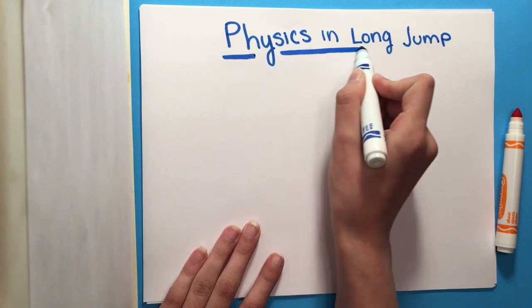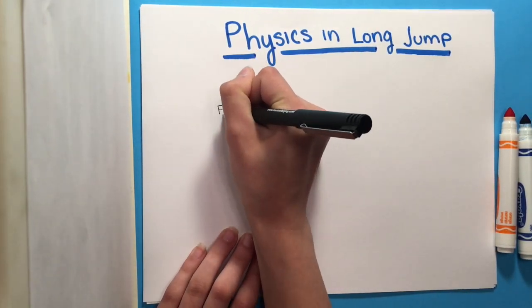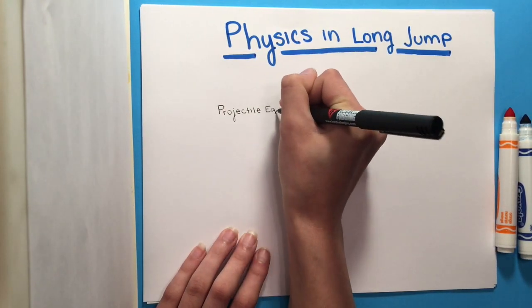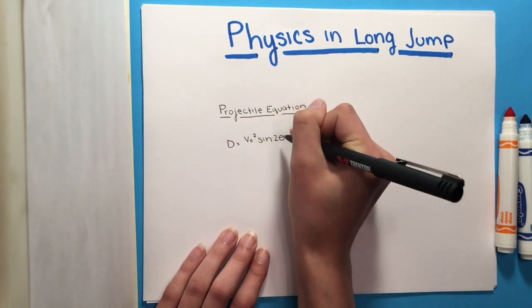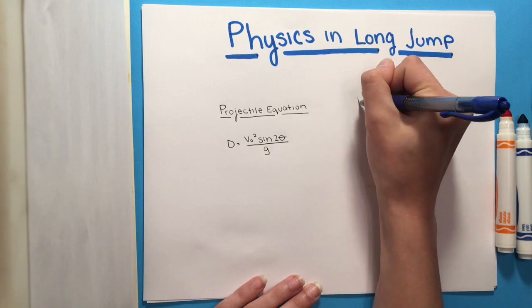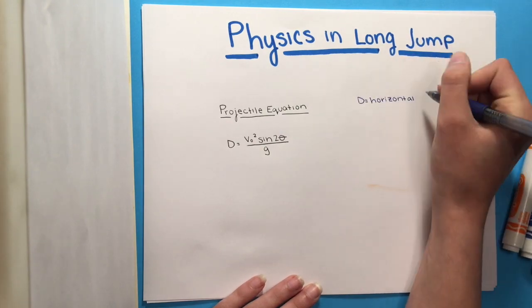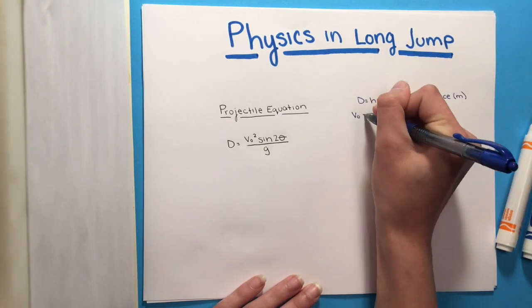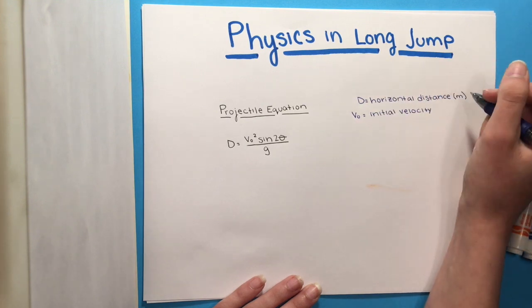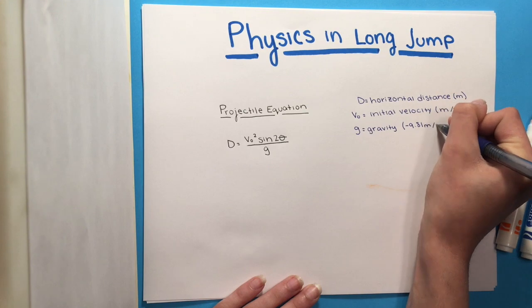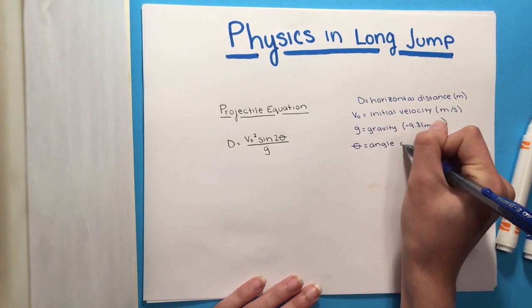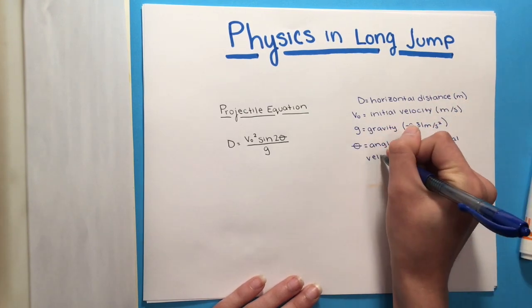The projectile motion equation can be used to determine which angle will work best for the most distance out of your jump. This equation is d equals V0 squared sine 2 theta divided by g, where d is the horizontal distance in meters, V0 is the initial velocity in meters per second, g is gravity, which is a constant of negative 9.81 meters per second squared, and theta represents the angle of initial velocity from a horizontal plane.